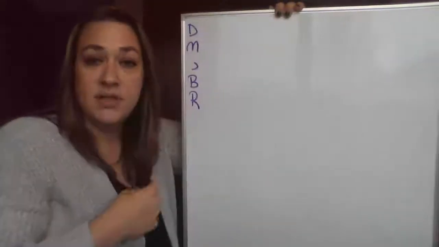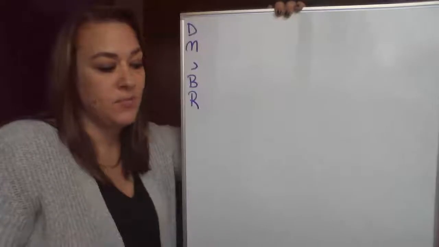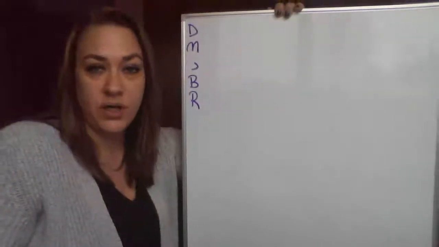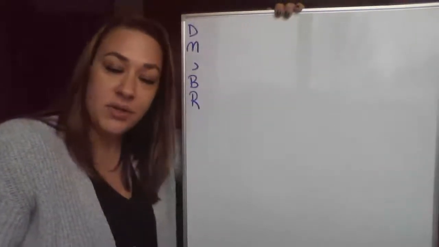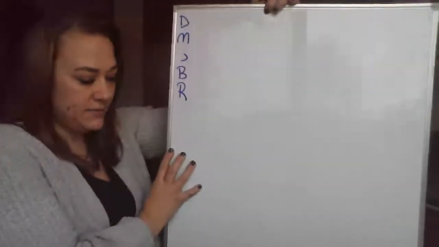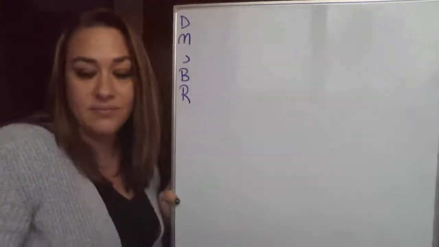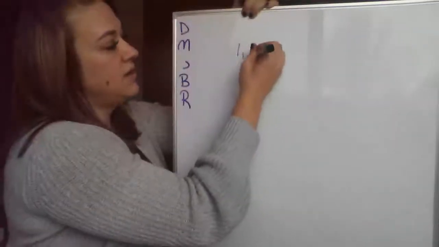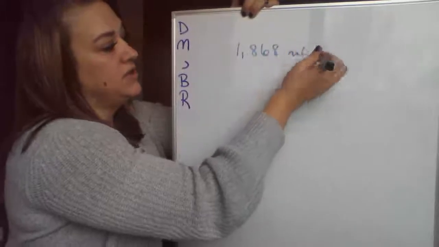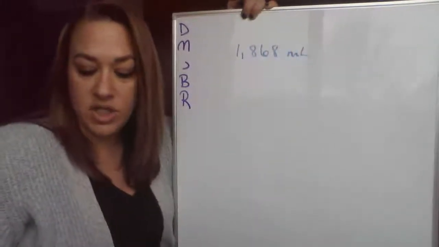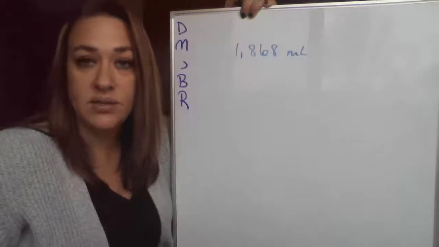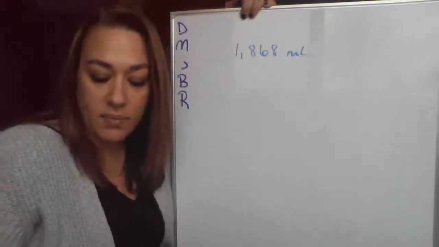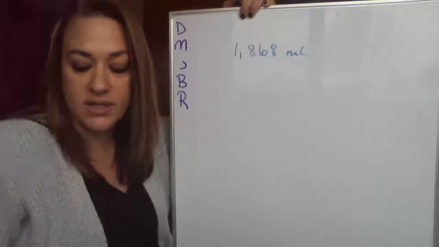So I'm going to read the word problems to you. We'll walk them through, and then you'll see what we're watching for to figure out what we're trying to find. Okay, all right. So number one, Dr. Casey has 1,868 milliliters of medicine. So I'm going to record that. 1,868 milliliters of medicine. She pours equal amounts of the medicine into 4 containers. How many milliliters of medicine are in each container?